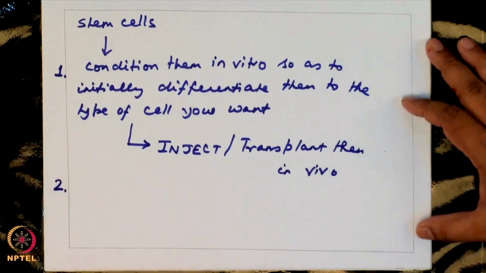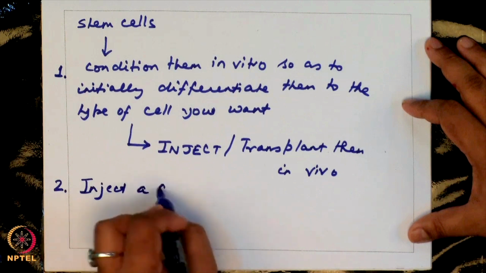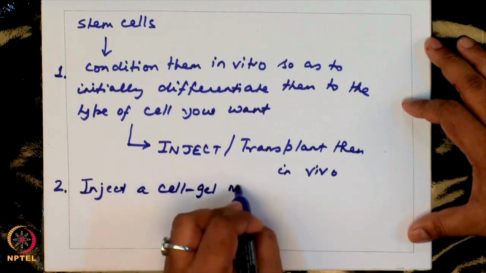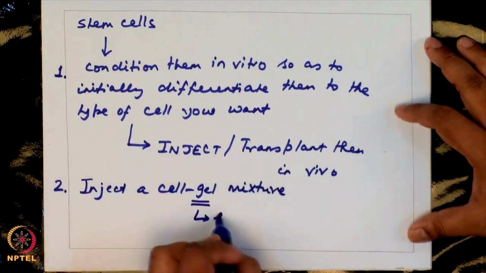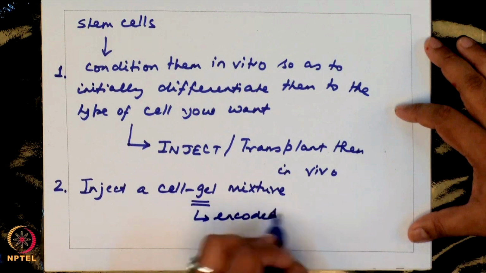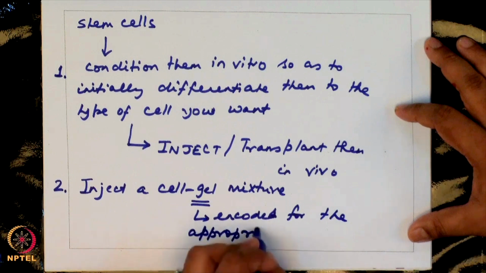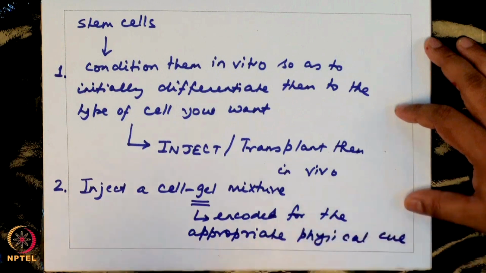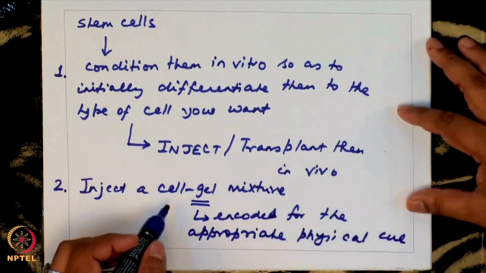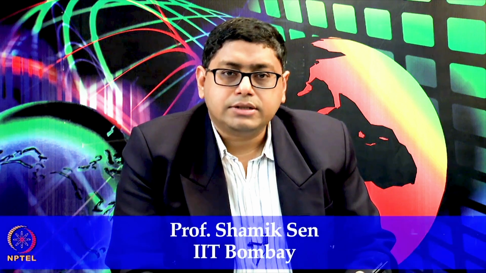The other strategy is that you inject a cell gel mixture, such that the gel encodes the appropriate physical cue that you want, with the hope that once the cells are differentiated enough, they can remodel the gel in the way that is possible. So, with that I stop here.